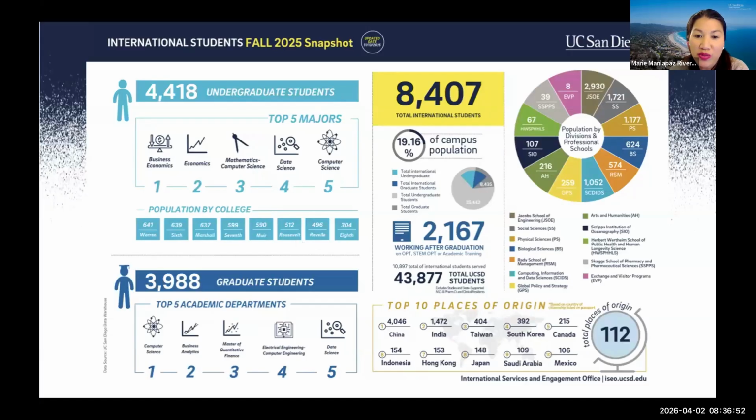But let's take a moment to focus specifically on our international students. As you can see here, we have over 8,000 currently enrolled international students with a pretty even split of 4,000 undergraduate and graduate students, respectively. You can see most of our popular academic departments as well as places of origin.